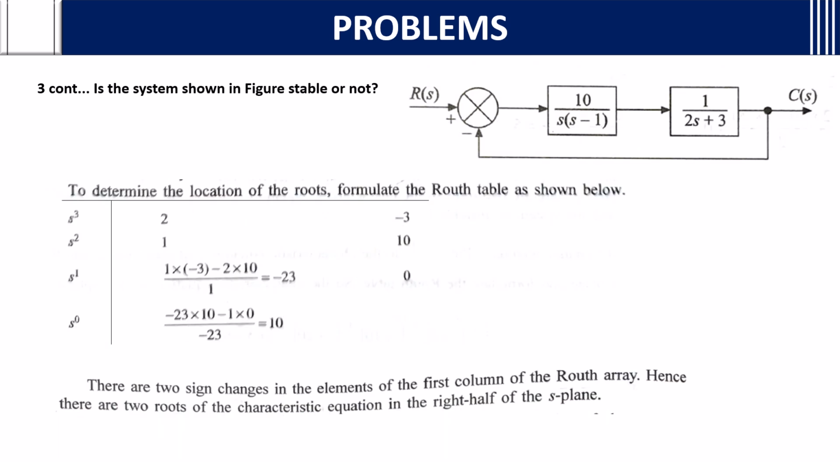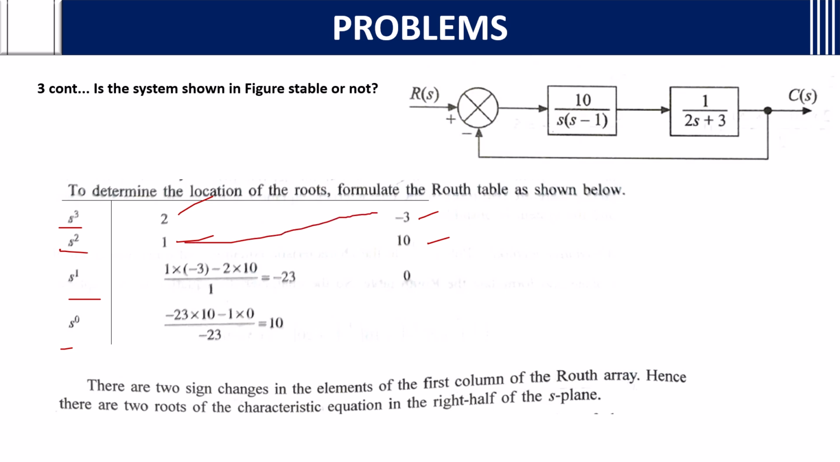Then, if we are asked to determine the location of the roots, what should we do? We need to use the Routh table. How to find a Routh table? S3, S2, S1, S0. The values are 2, 1, minus 3, 10.